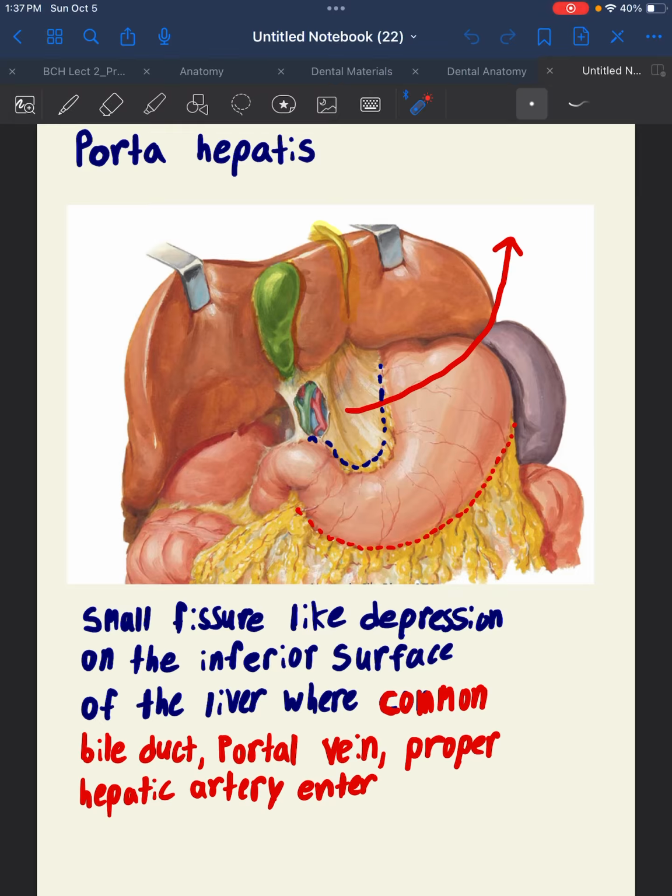And if you cut away the lesser omentum, you can see that small little opening, that depression, on the inferior aspect of the liver. Now, just for some more knowledge, this blue line here is indicating the lesser curvature of the stomach, and this red line is indicating the greater curvature of the stomach. And then this that looks like a bunch of fat is actually known as the greater omentum. Here, underneath the greater omentum, you would actually find the transverse colon. Here is your descending colon, and here is your ascending colon.